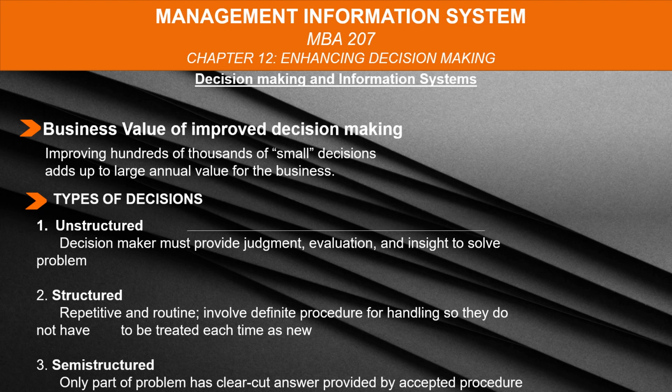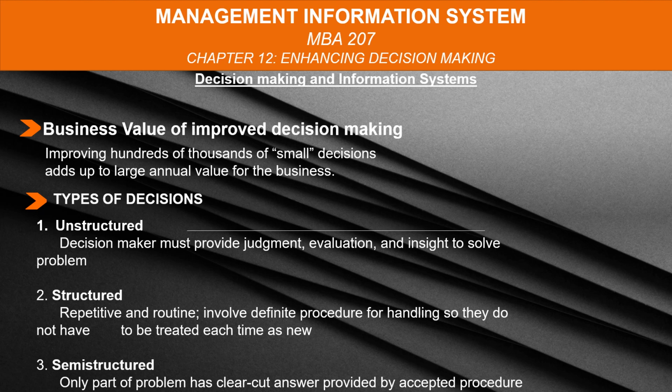There are types of decisions here, which are unstructured, structured, and semi-structured. For the unstructured, the decision maker must provide judgment, evaluation, and insight to solve the problem. Each of those decisions is novel, important, and non-routine, and there is no well-understood or agreed-on procedure for making those decisions.